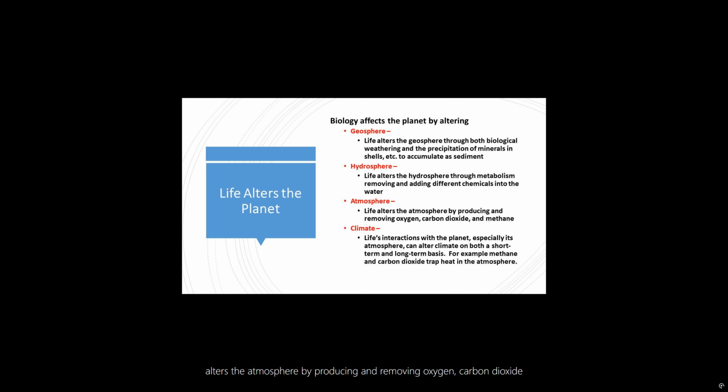Life alters the atmosphere by producing and removing oxygen, carbon dioxide, and methane. And life's interactions with the planet, especially its atmosphere, can alter climate on both a short-term and long-term basis. For example, methane and carbon dioxide trap heat in the atmosphere.